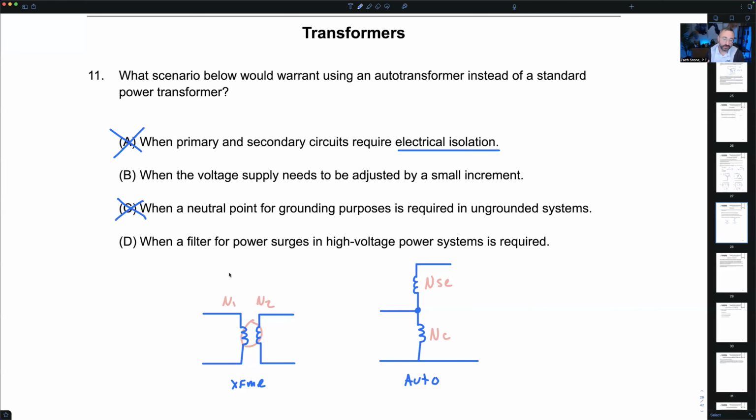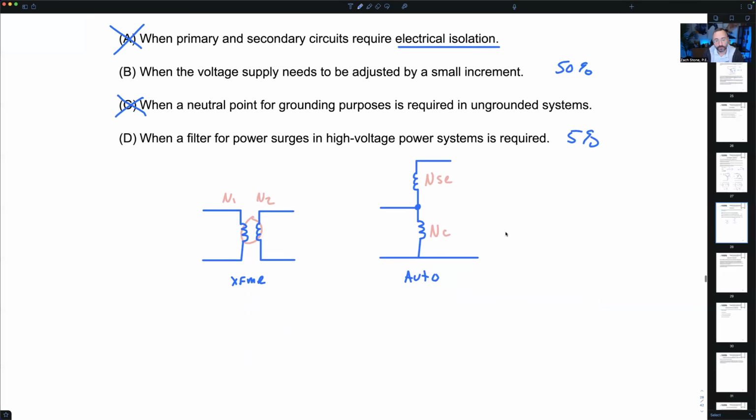D, filter for power surges. Well, I know a lot of times filters use inductors. I mean, a transformer is an inductor, maybe. Maybe leave that one blank. So I've reasonably just dialed this down. This is a 50-50 coin toss, right? This is like who gets to kick, who gets to receive. Coin toss. So the answer is B.